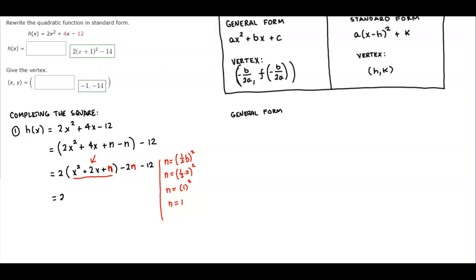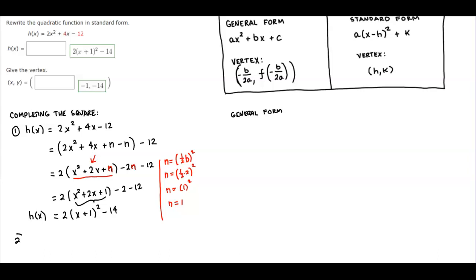So we have 2 times x squared plus 2x plus 1, minus 2 times 1, which is minus 2, minus 12. And so now when we factor here, what do we have to square to get 1? Well, that was 1. So it's 2 times x plus 1 squared. And minus 2 minus 12 gives you minus 14. So therefore, this is the function in standard form.